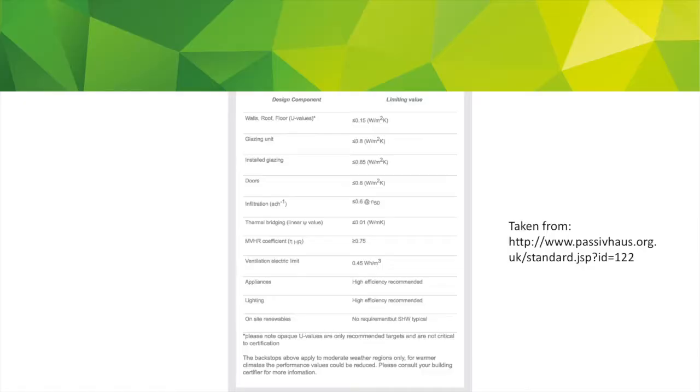So the lower your glazing unit U value is, the better its efficiency. For example, 0.8 is what we require for glazing. A typical very high performance glazing in the UK is considered around about 1.1. So you can see that 0.8 is very hard to get. A normal glazing unit would be 1.4 to 1.7, which is what would normally be expected.